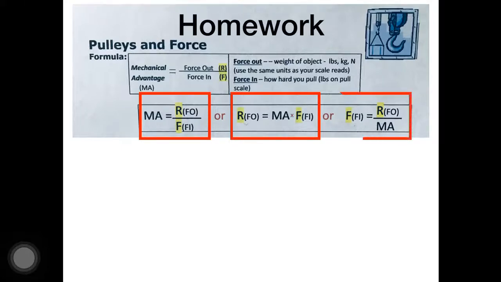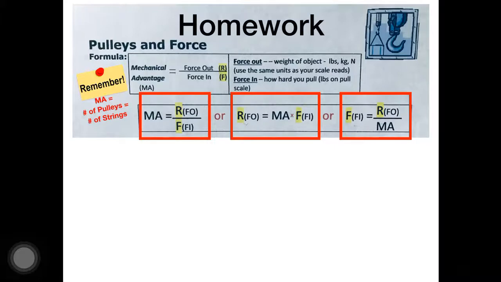If your homework problem is asking you to find the force put in, or the scale reading, then that homework problem will have to give you the force out, the weight, and it will have to give you the mechanical advantage. Then you can just divide the weight by the mechanical advantage, which will give you the force in, or the scale reading.